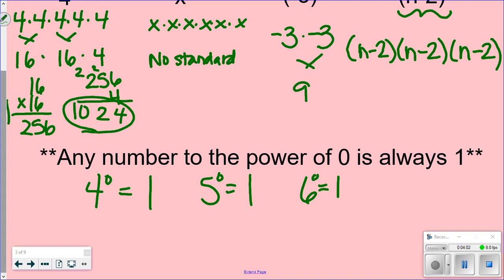No matter what the base is, if it is to the power of 0, it's always 1. Does not matter. Always 1. And I can explain that a little bit more to you tomorrow if you would like me to, so you can figure that out and understand why it would be to the power of 0. So make sure this gets in your notebook somewhere.